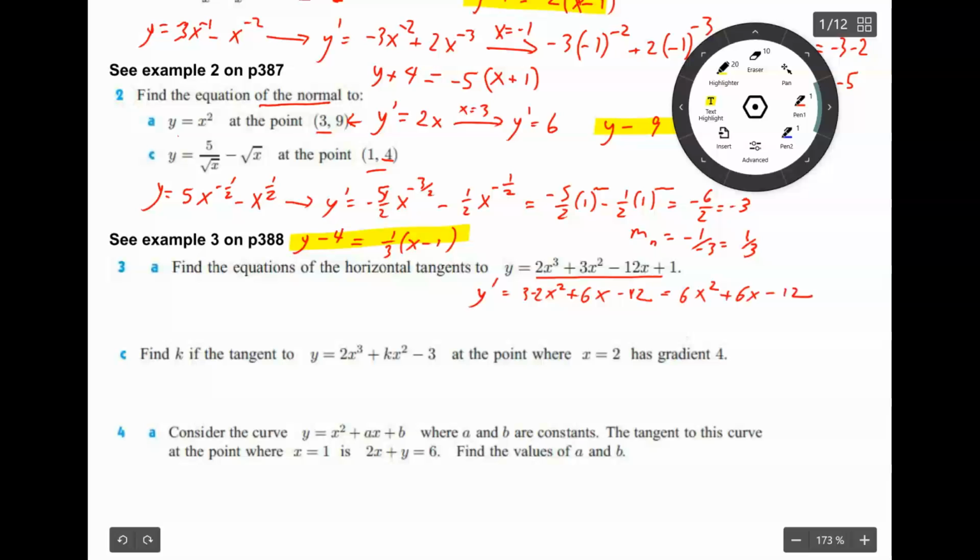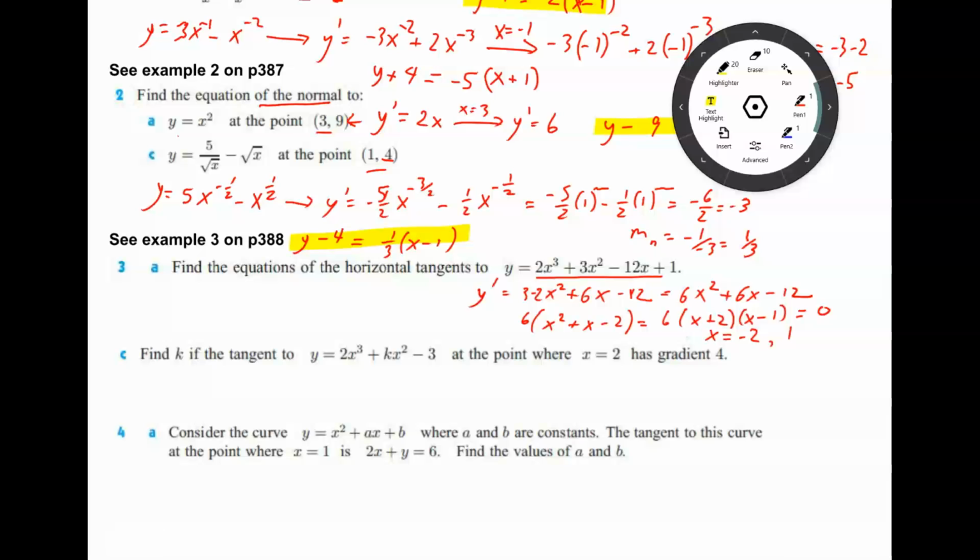Let me factor that because I think that we can do that pretty easily. So x squared plus x minus 2, and that could be factored as x plus 2, x minus 1. We're looking for the equations of the horizontal tangents, so we're looking for gradients equal to 0. So we're going to set that equal to 0, and we can see the only way that's going to happen is if x equals negative 2 or x equals 1.